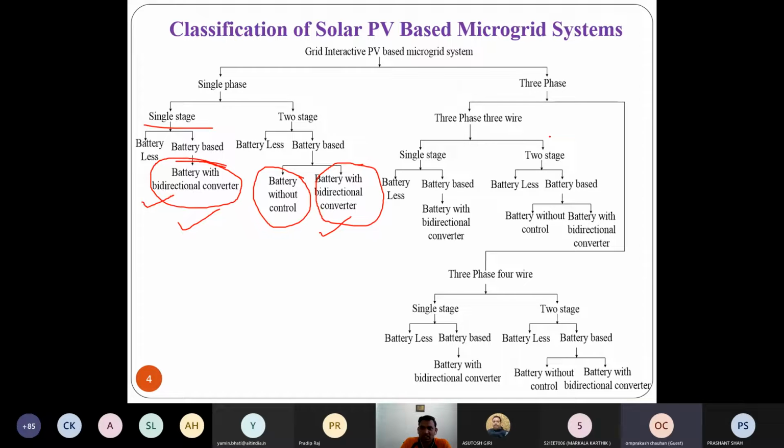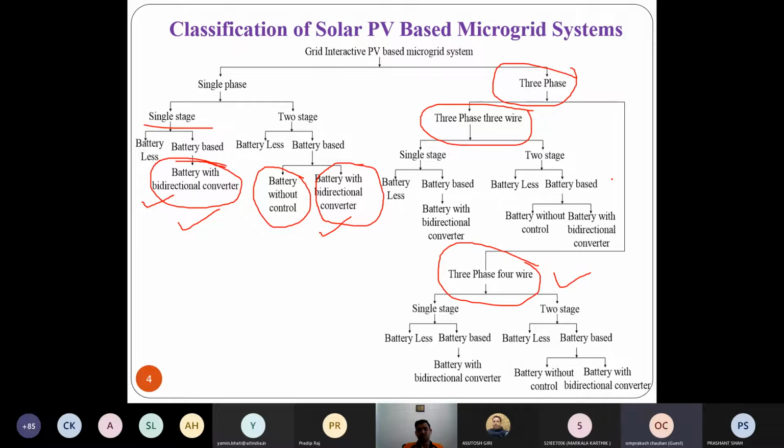On the other side, if we see the three phase, the three phase solar PV based microgrid system has been divided into two parts: three phase 3 wire and three phase 4 wire, depending on the number of wires. Why three phase 4 wire? Because sometimes you require neutral current compensation. Sometimes you will find some industrial facilities using combined load. Some loads are single phase, and some loads we are feeding by three phase. So there is load unbalance.